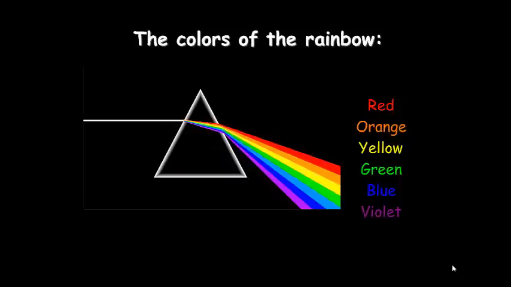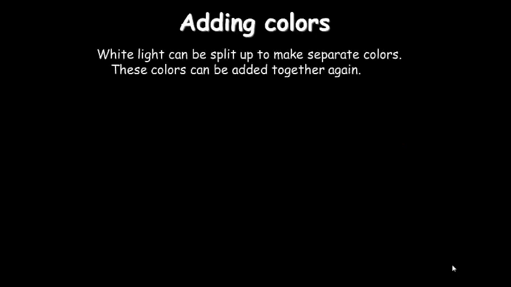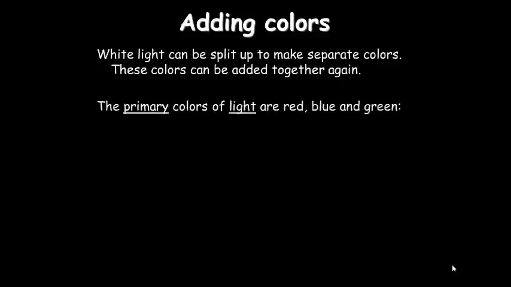The colors of the rainbow are just what you would expect them to be based on your prior knowledge: red, orange, yellow, green, blue, and violet. That white light can be split up, but we can also add those colors back together again. So white light can be split up to make separate colors, and these colors can be added together again.